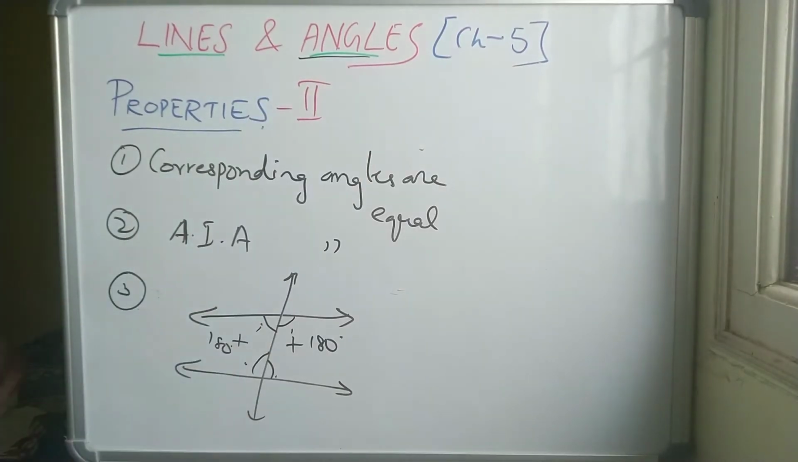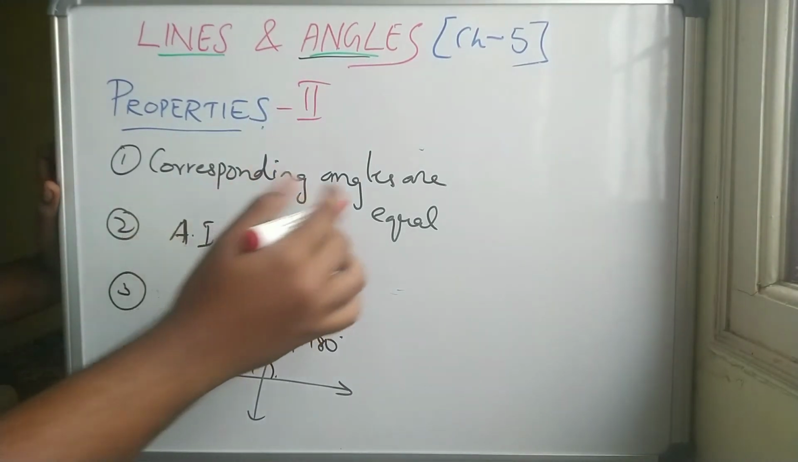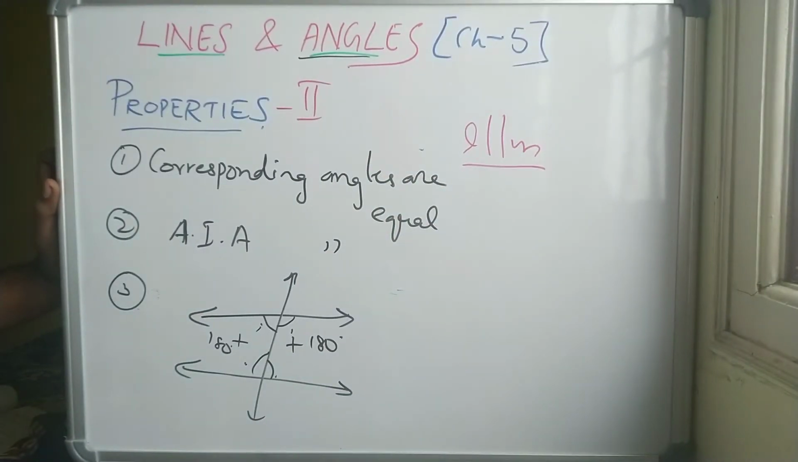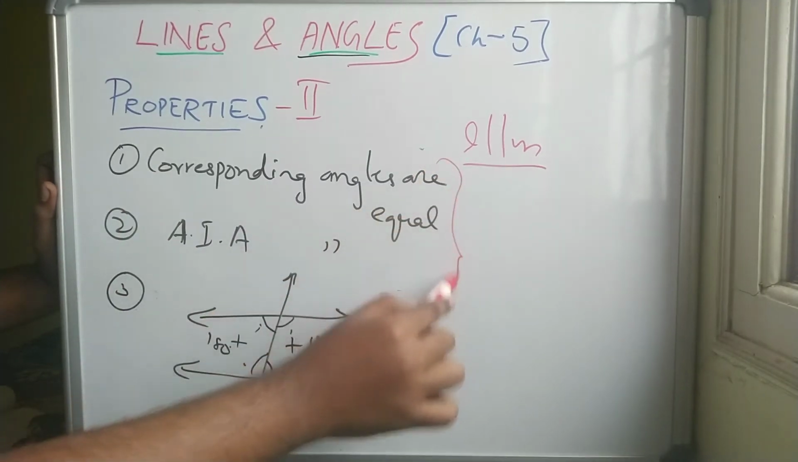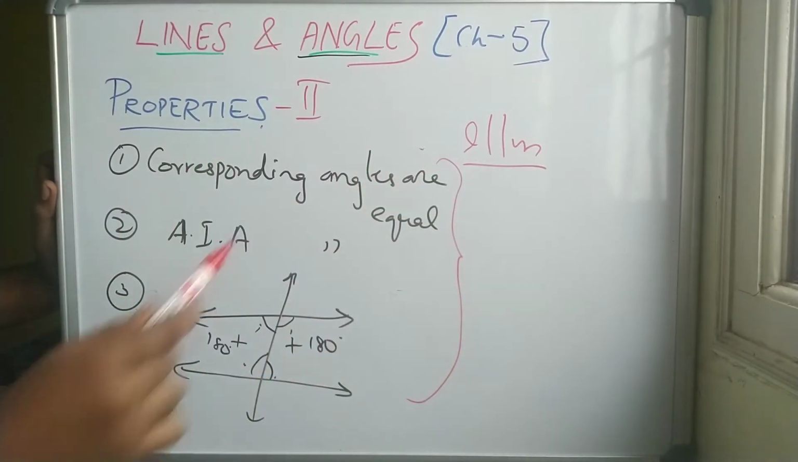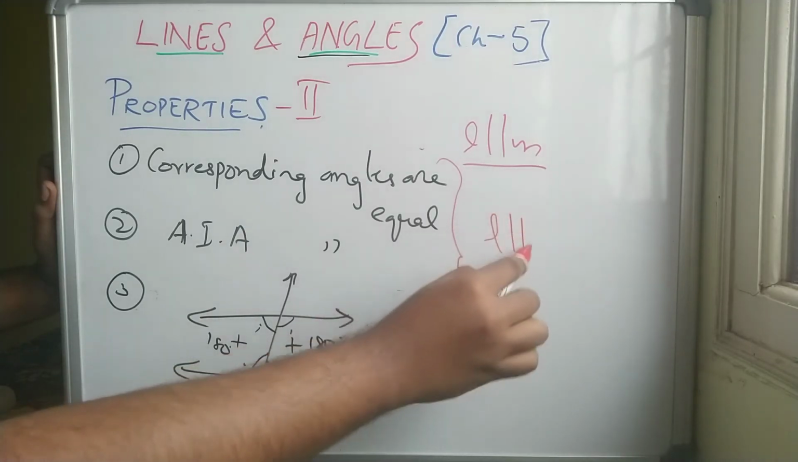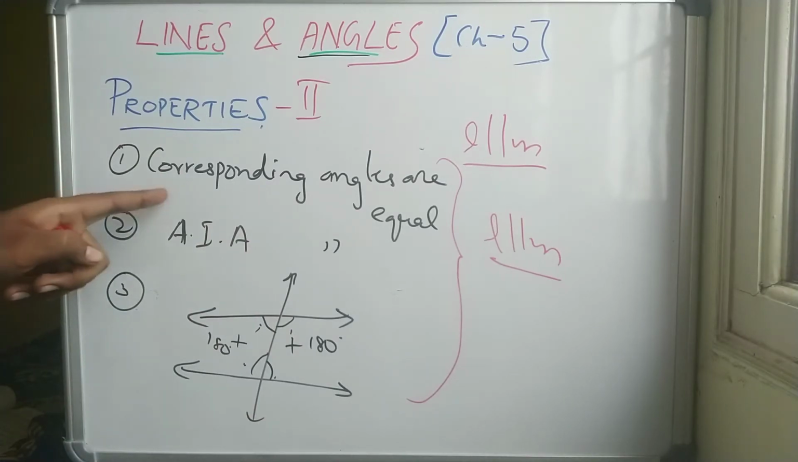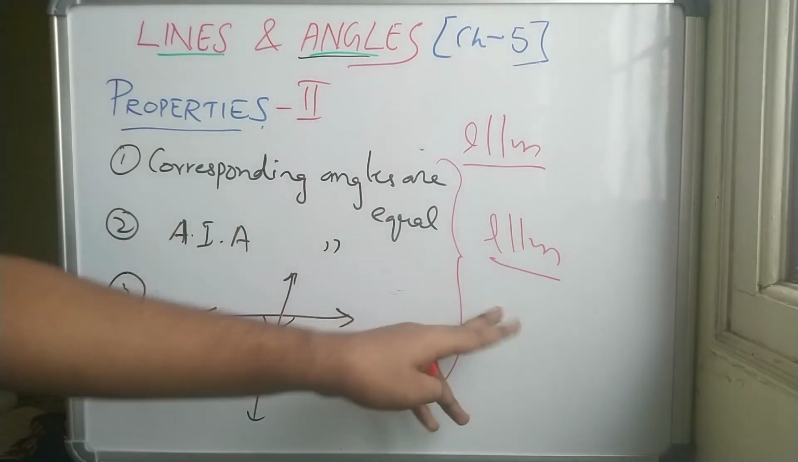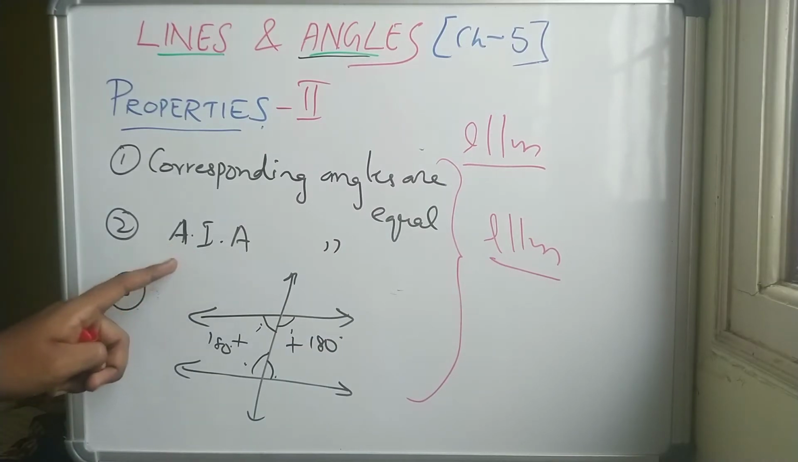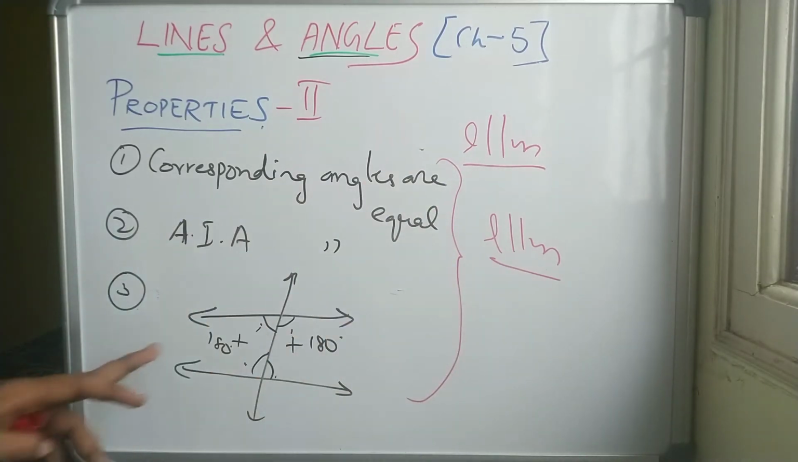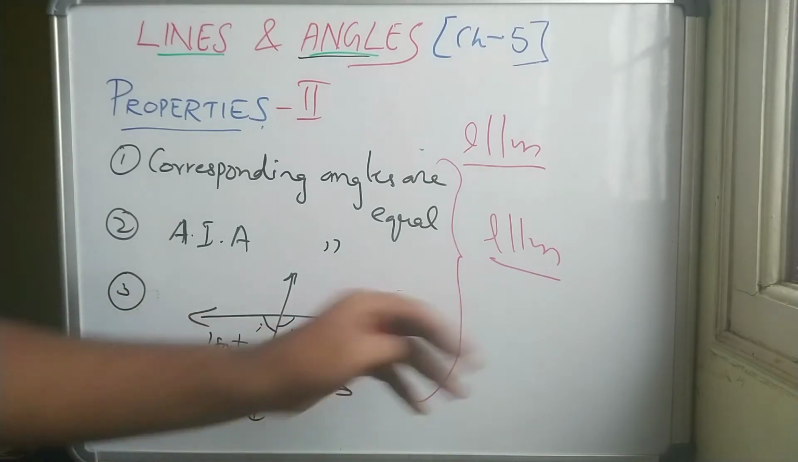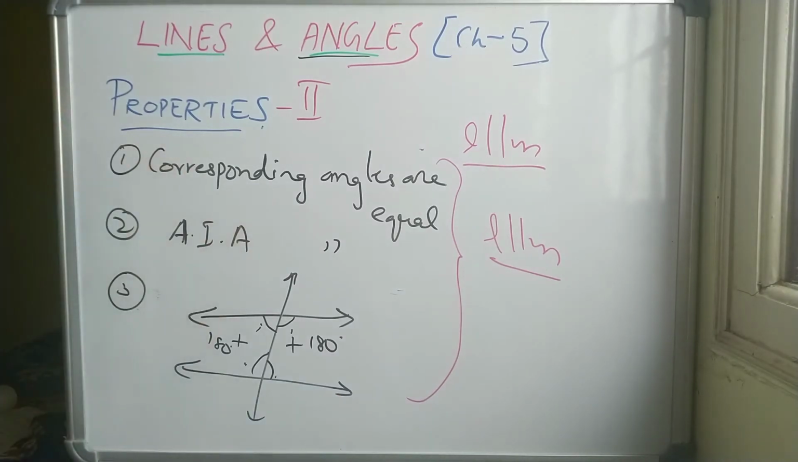In the previous case, we studied that if two lines are parallel, then these three conditions are possible. Now the reciprocal of this is, if these three conditions hold, the lines will be parallel. Vice versa. That means if corresponding angles are equal, the lines will be parallel. If alternate interior angles are equal, the lines will be parallel. If the sum of interior angles on the same side of the transversal is supplementary, then the lines will be parallel. This you have to understand.